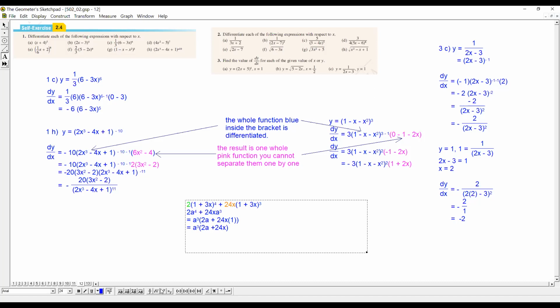Teacher, what's that called? This one is we factorize, is it? Factorize. Take out the common factor. Factorize. Okay.